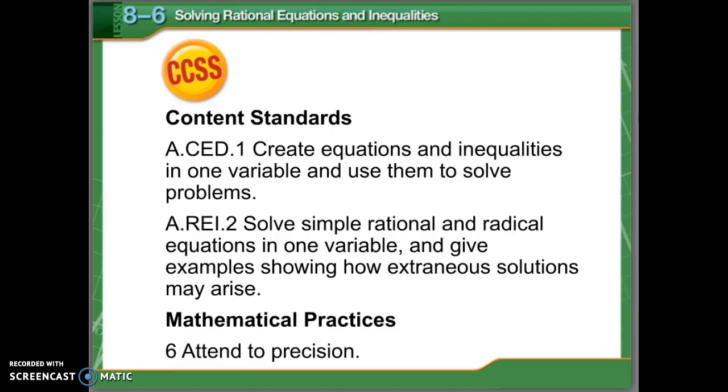Okay, we are in Unit 2, Lesson 13 today. And out of the textbook, this is Chapter 8, Section 6. And the topic for this lesson is solving rational equations and inequalities.